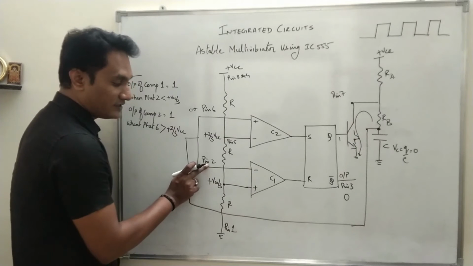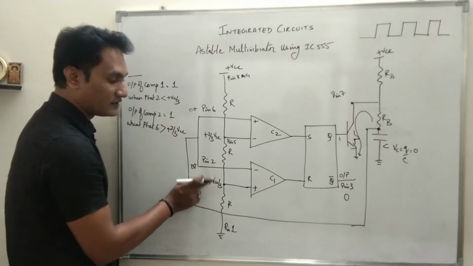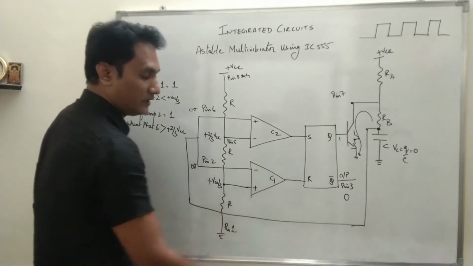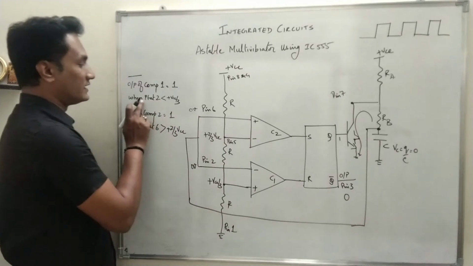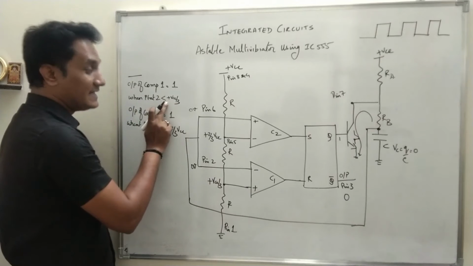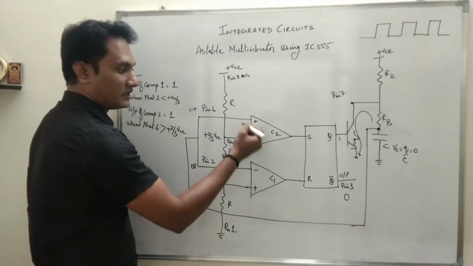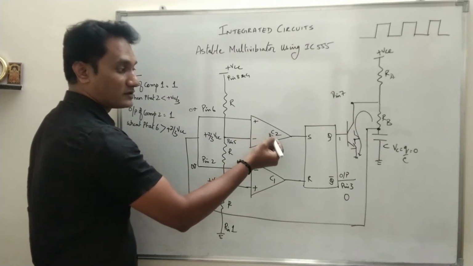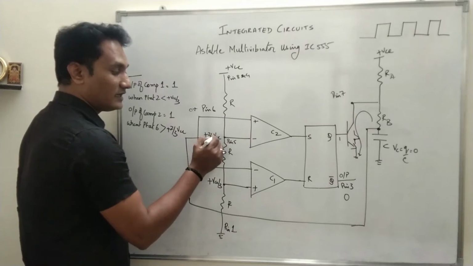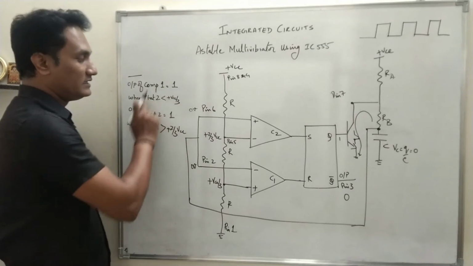So if the potential at pin number 2 is less than plus VCC by 3, the difference between these two will be positive, so the output will be 1. Therefore we said that the output of comparator 1 will be 1 when the potential at pin 2 is less than plus VCC by 3. Similarly, for non-inverting minus the inverting, if the difference is positive, the output will be 1. So the potential at pin number 6 should be greater than 2 VCC by 3 for the output to be 1. So these are some initial conditions.